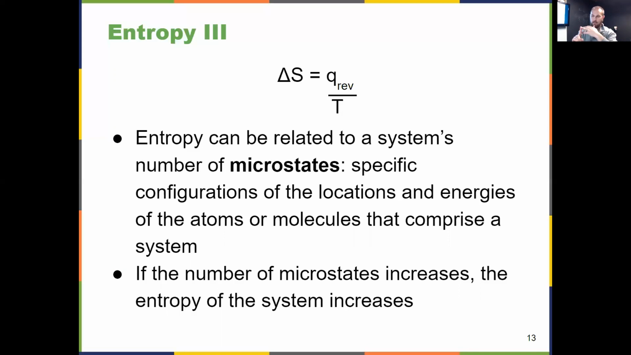How much energy do they have? Because remember, atoms and molecules are always in movement, right? They're tumbling, they're moving around, and they're vibrating in their individual bonds. So we're thinking about where they are and how much energy they have. And if the number of microstates, the number of possibilities, increases, then the overall entropy of the system increases. So if the number of microstates goes up, which is the number of possible configurations of locations and energies, then the entropy has gone up.